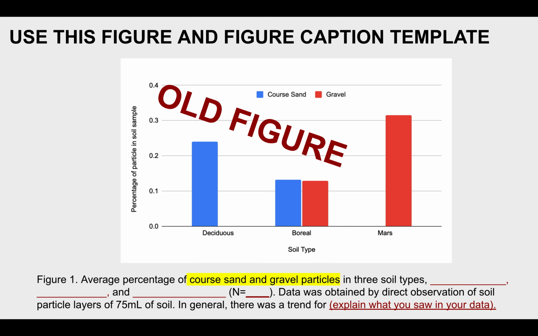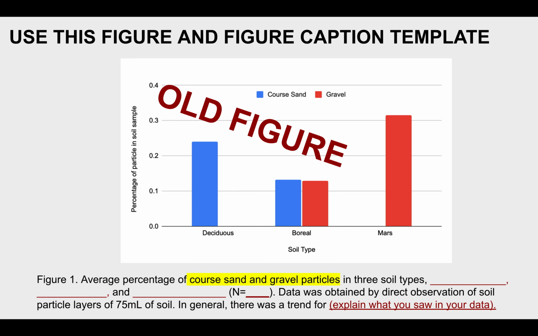I highlighted coarse sand and gravel particles because I don't think we're going to graph those specific particle types this time around, and I will update this and put in the new figure in this slide after lab today, right? But it'll look something similar to this. Are there any questions? All right, I know I'm throwing a lot at you.